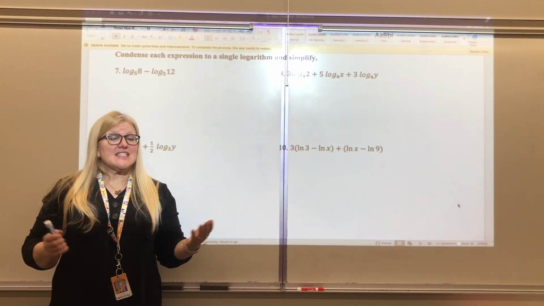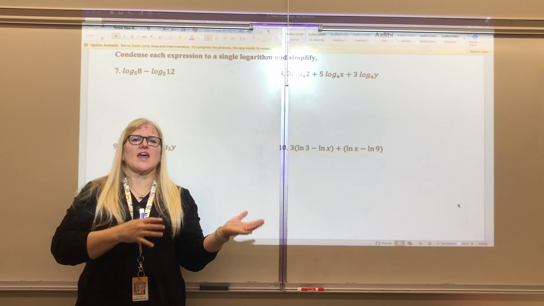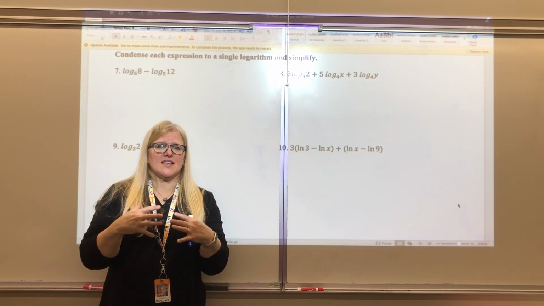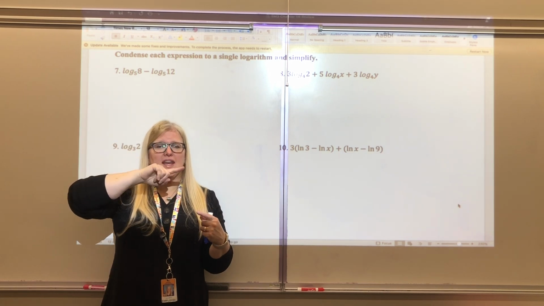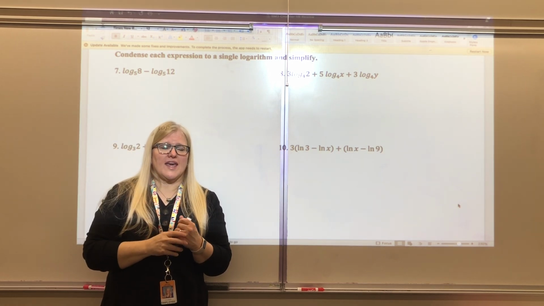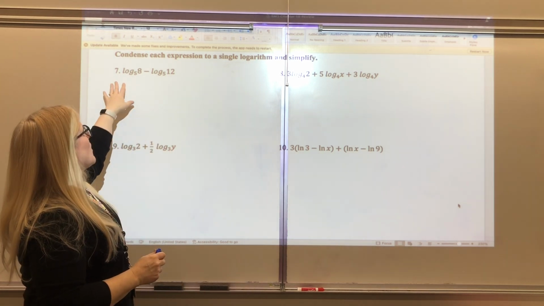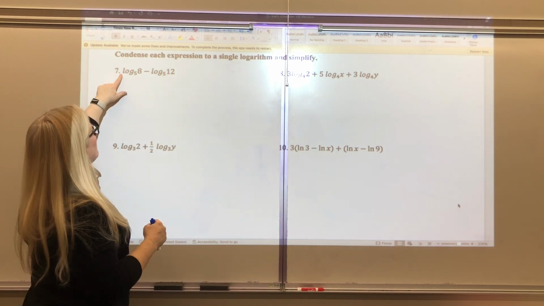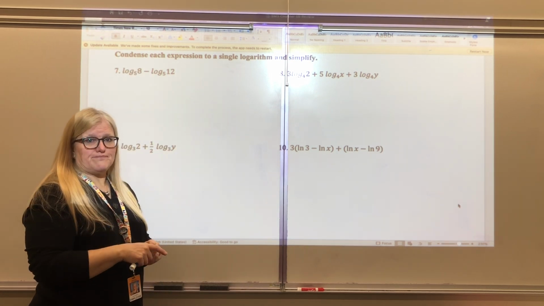Okay, condensing, opposite of expanding. We're going in the opposite direction. And if you recall, the very last thing that we did with expanding is we took the exponent and we put it out in front. Okay, so when we are condensing, well, this one doesn't have it, but the first thing we're going to do is look for numbers out in front of the log and bump them up to be exponents.